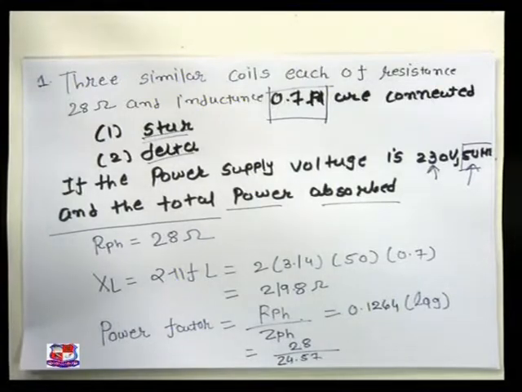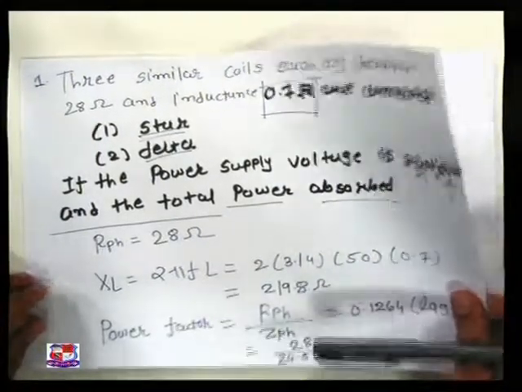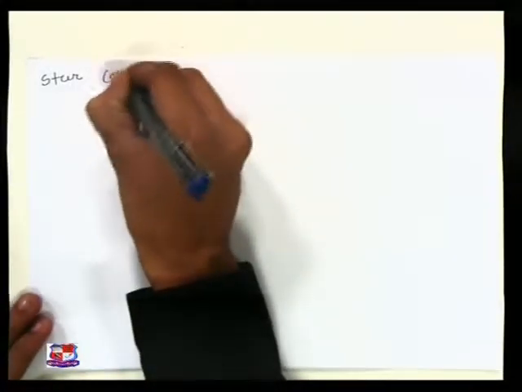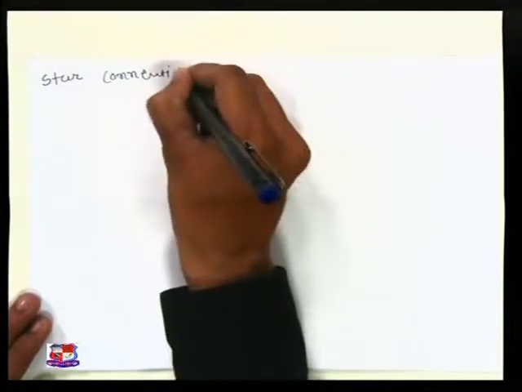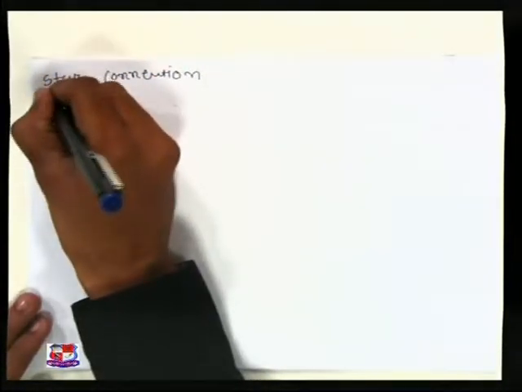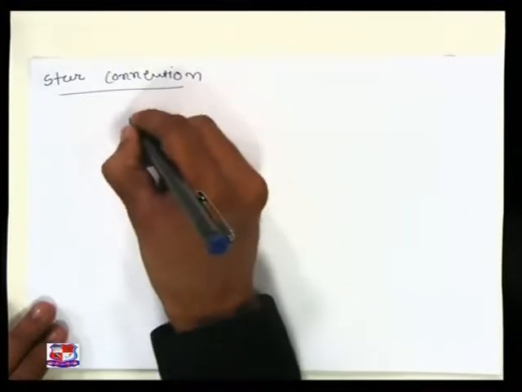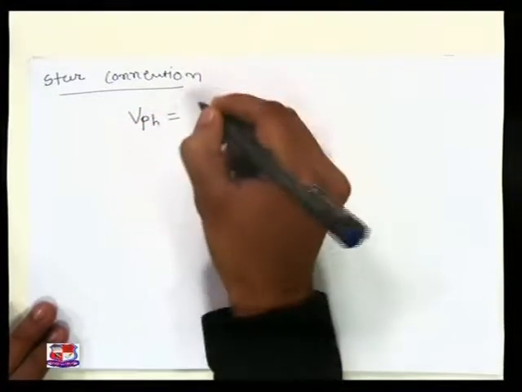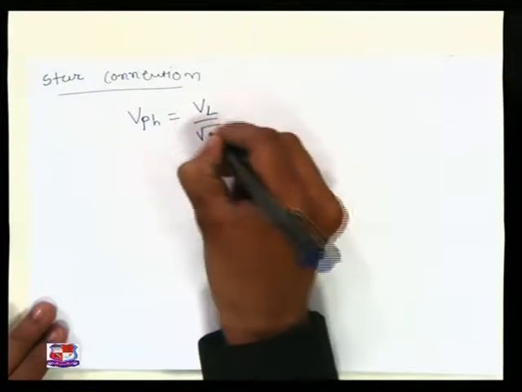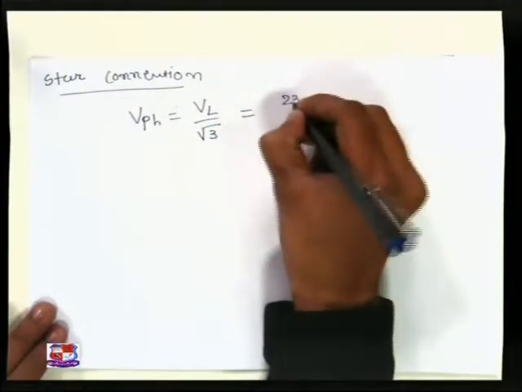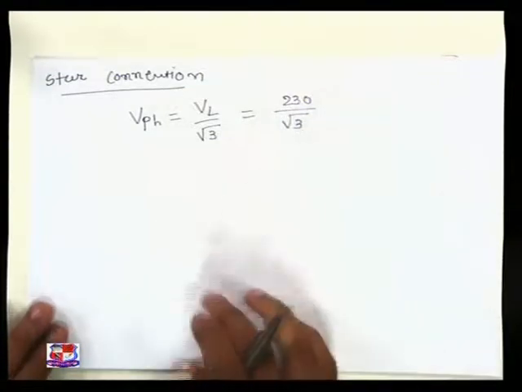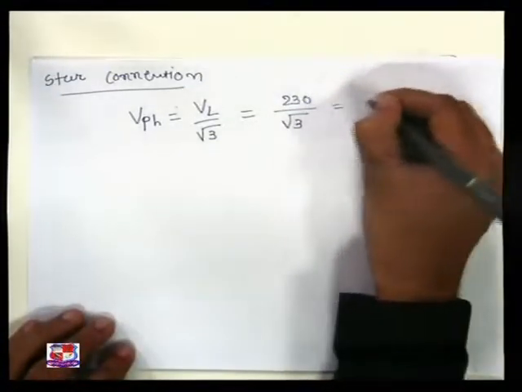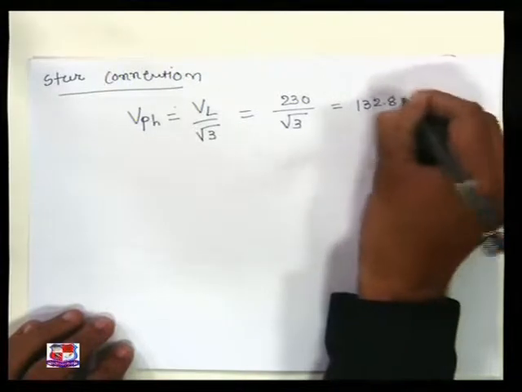Now we take the star connection. In the star connection we know V phase is equal to VL upon root 3, so 230 upon root 3 for our star connection. So we can get 132.8 volt.